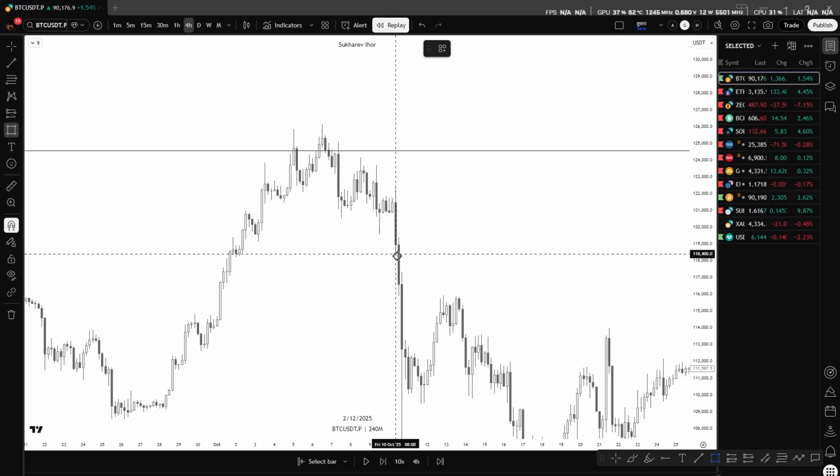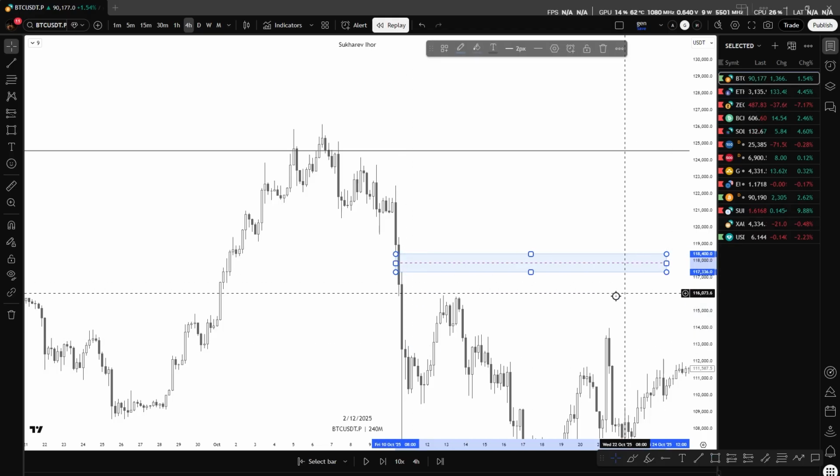Yeah, guys, so for instance, also fair value gap here. And with experience, you'll start to understand it in a second.